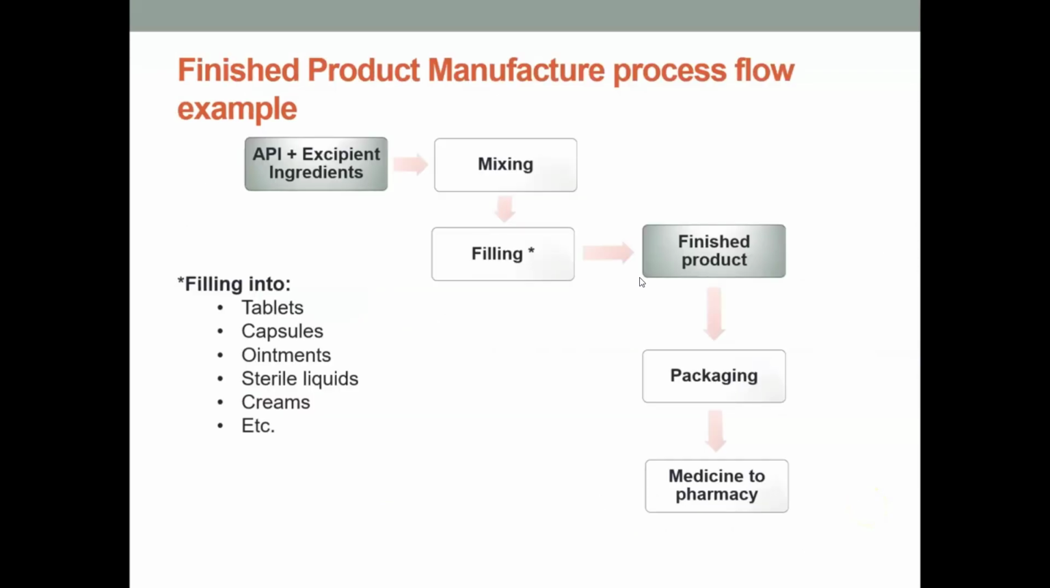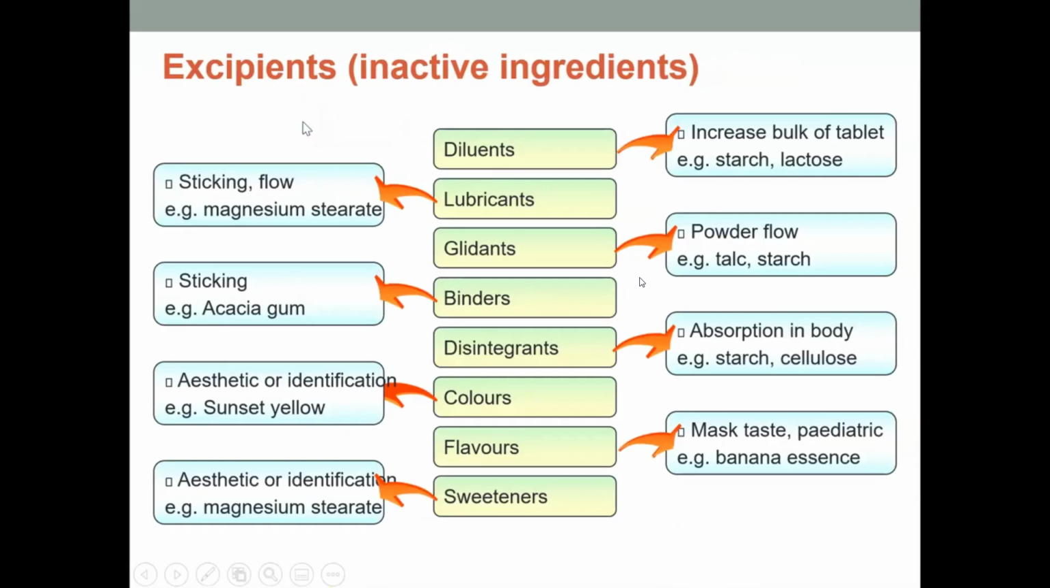This is an example of a finished product manufacturing process flow. So you're going to start off here with your API and your excipient ingredients. Just to give you an example, what is an excipient? An excipient is an inactive ingredient. Your excipients can perform a number of different functions inside the manufacturing process. So you might just need them to be a diluent, so you want to increase the bulk of a tablet if your active is quite concentrated. Starch or lactose would be typical things you would use for that.